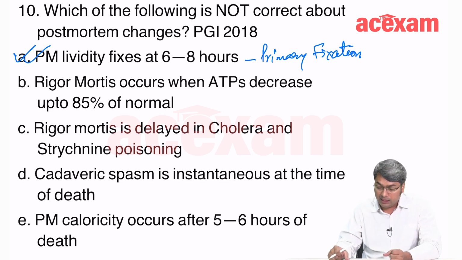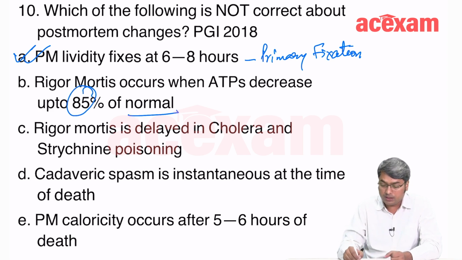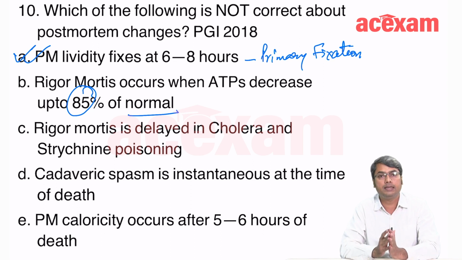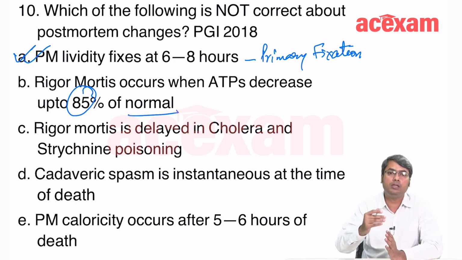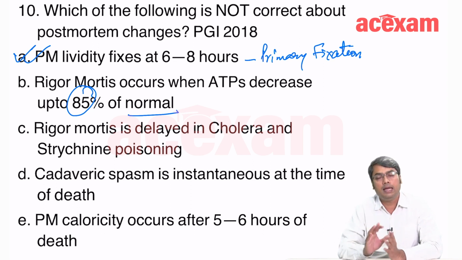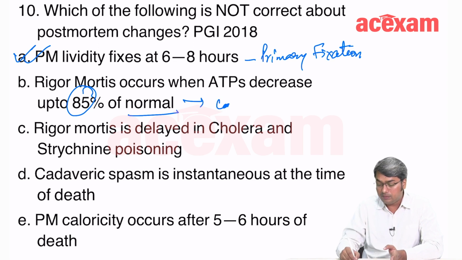Rigor mortis occurs when ATP decreases up to 85% of normal. Yes, this is also true. Rigor mortis starts when ATP starts decreasing, and it starts when the ATP value reaches 85% of normal, and it continues up to when ATP values are 15% of normal.